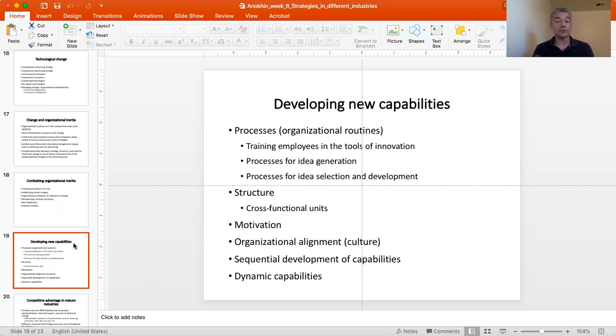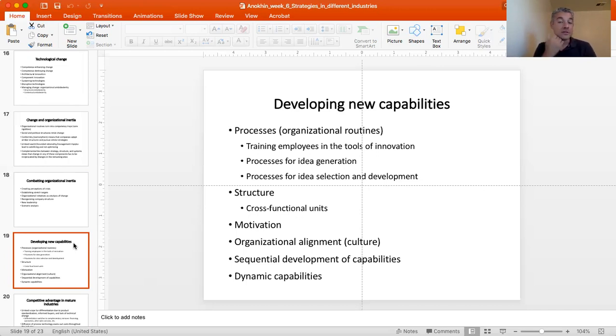You have to develop processes for idea generation, selection, and development. You put structures in place, such as cross-functional units. You work on people motivation, right? Change is hard. Developing new capabilities is hard. So you have to motivate people. You have to explain to them why we have to do it and why it is good for them. Why not doing it is bad, right? So you create the sense of urgency and you have people sign up for the changes.